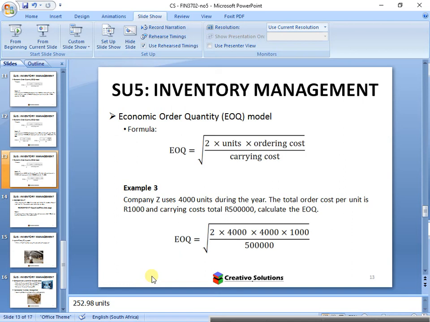What type of item could this have been? The order cost was quite high, that's per unit, and the carrying costs are quite substantial as well. Bigger items of stock. Large items. Okay, guys, happy with that one? Alright.